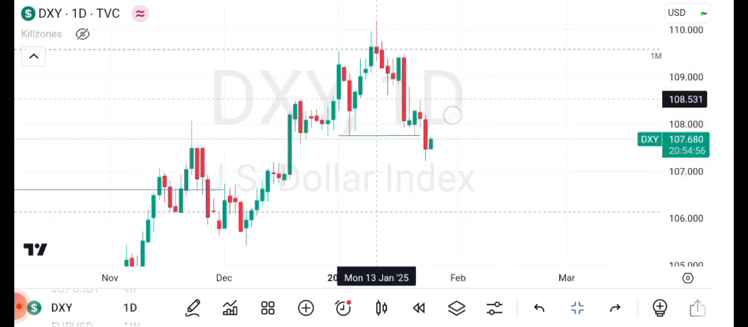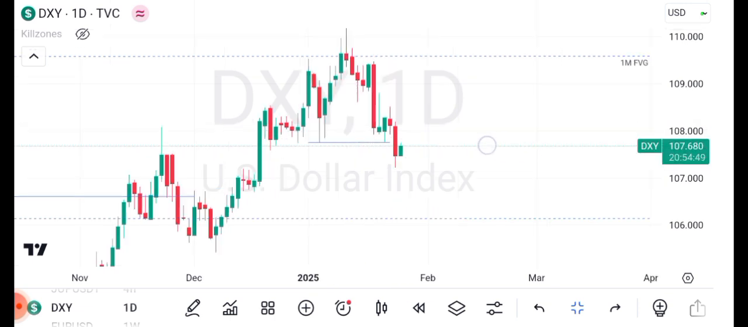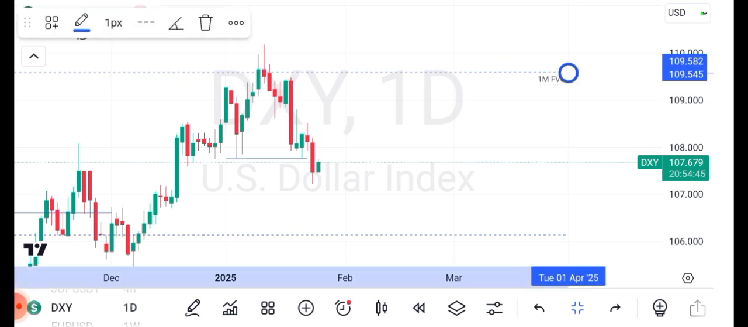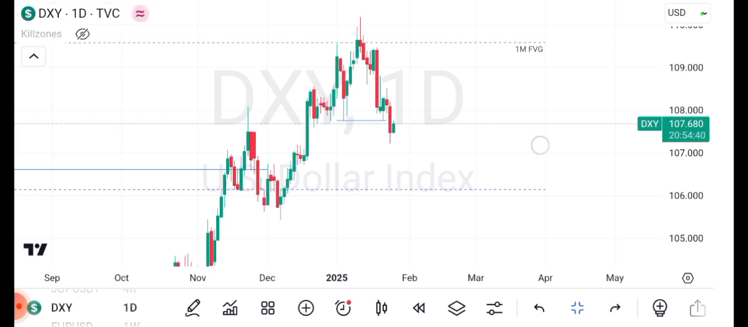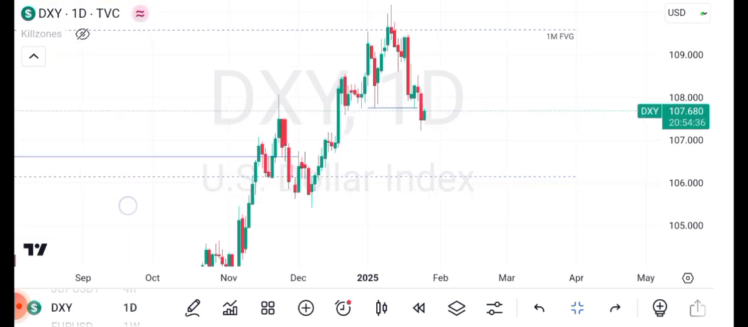Reason being that we had a clean break of structure on our daily time frame, after which our monthly fair value gap has been filled. Can you see this? So just a brief retracement to the downside before our movement to the upside.